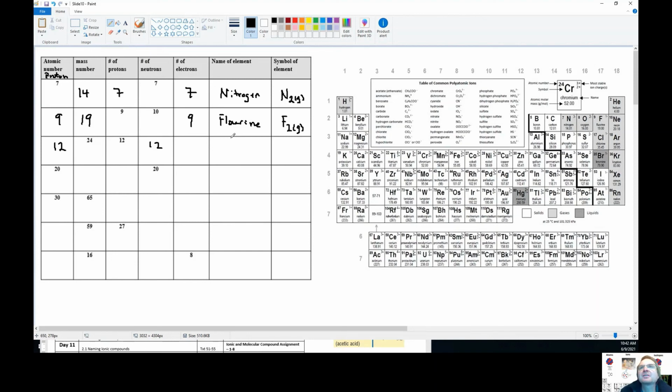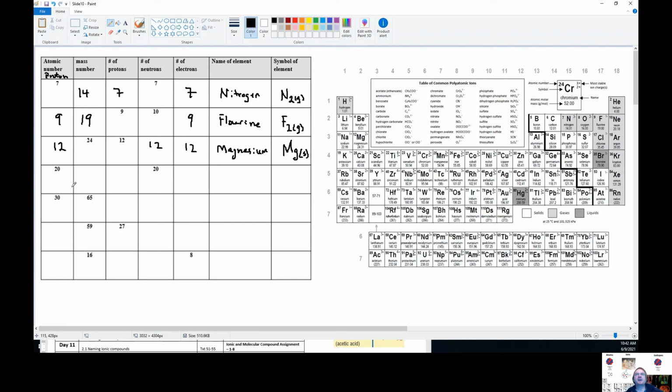Number of electrons, 12. Hit pause and try to do these on your own now before I do them. Magnesium. All metals are monatomic. This is just MgS. Always put the state of matter.